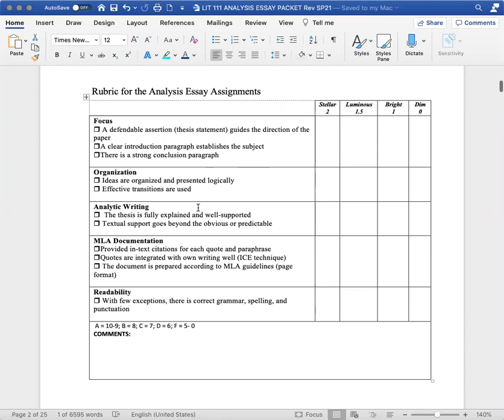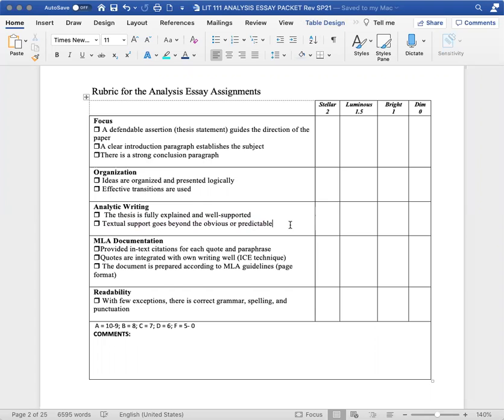So this, I think, speaks for itself. I'm checking all the things that I just told you where the criteria are listed here, that there should be a thesis, that the introduction and conclusion are equally strong, that your ideas are organized, your transitions are used effectively, paragraph breaks make sense, you've fully explained and developed and supported your thesis in the body paragraphs, and that the textual support goes beyond the obvious and predictable.